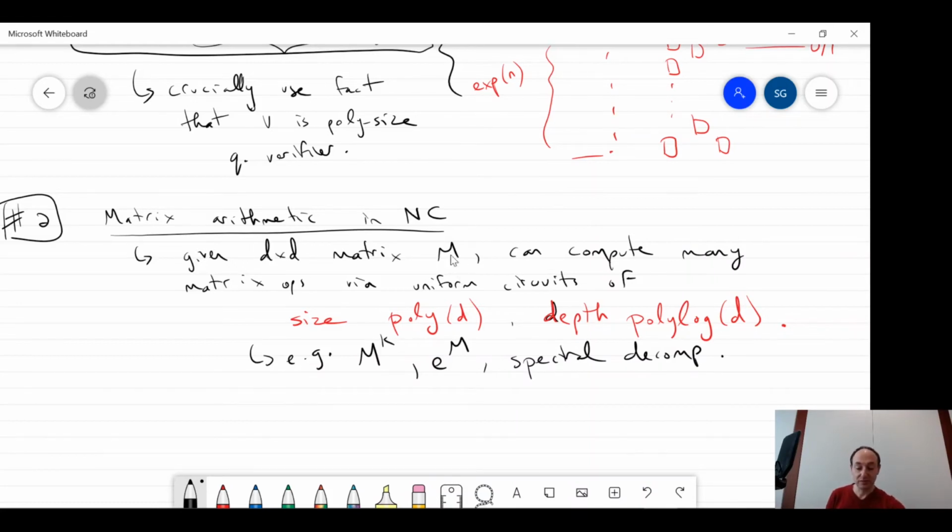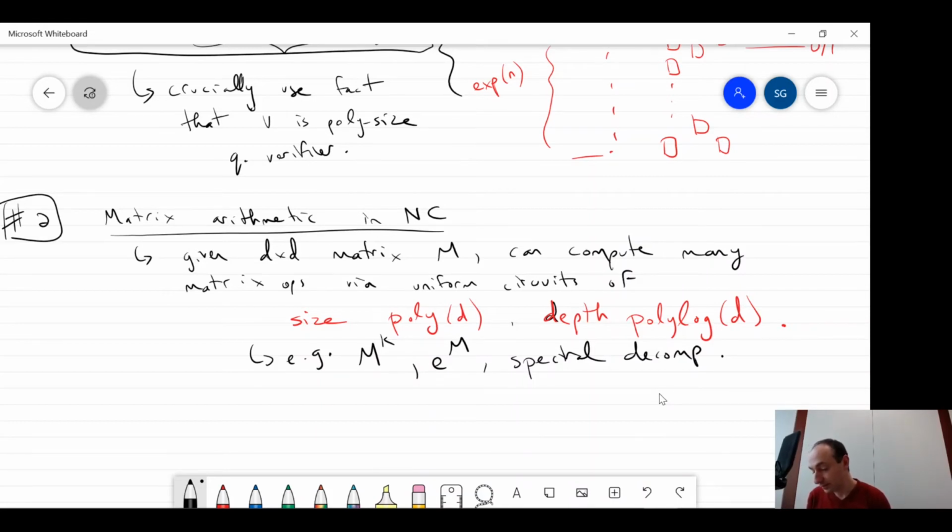Where I have matrices, M for us will be a D by D matrix, where D is very big, it's exponential. It will correspond to, for example, Q, this operator we have. And in NC Poly, I can do all these types of operations, for example, powering Q, or taking a spectral decomposition. These things I can do, okay?